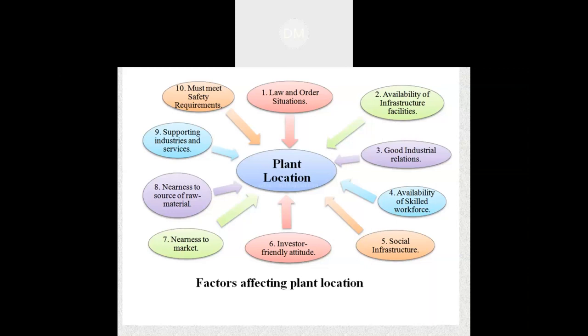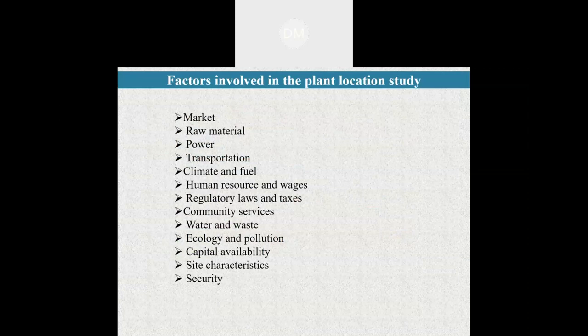Other than this, some other points in plant location are the market, then raw materials, so availability of raw materials. For example, from a mango processing point of view, in India, in Andhra Pradesh, Chittoor district is famous for the cultivation of mango, and there are more than 100 processing units in one district, Chittoor district in Andhra Pradesh. So location is chosen on the basis of availability of raw materials.